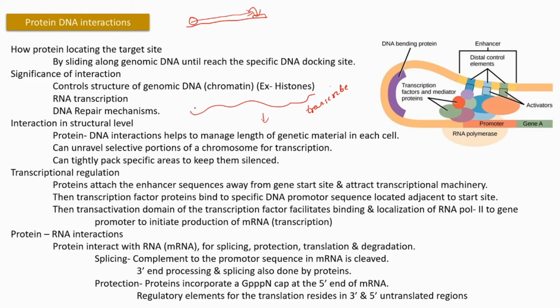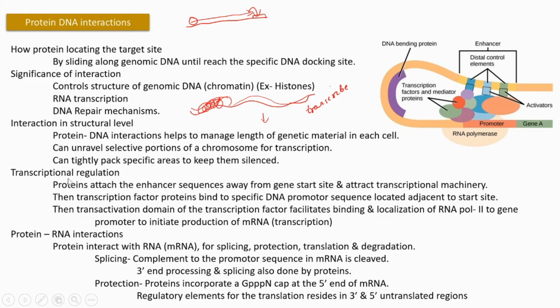For that, those regions of the gene that need to be kept silent become tightly coiled with the help of this protein. And all the other regions that need to be transcribed are kept loose. This is the structural level role, the structural level of protein DNA interaction. In that way, it can unravel selective portions of the chromosome for transcription, and also can tightly pack specific areas or genes to keep them silent without expressing. That is the structural level.